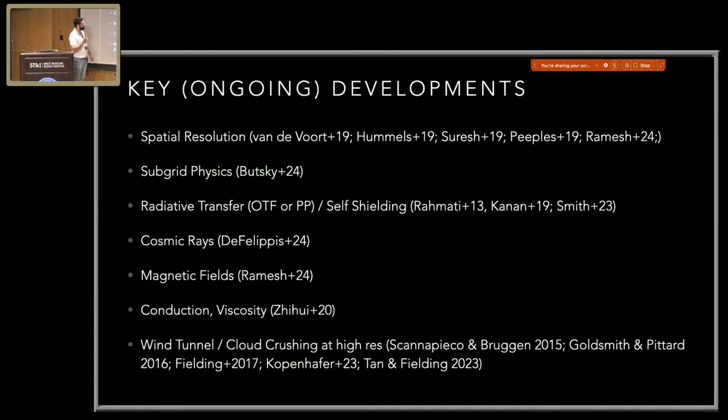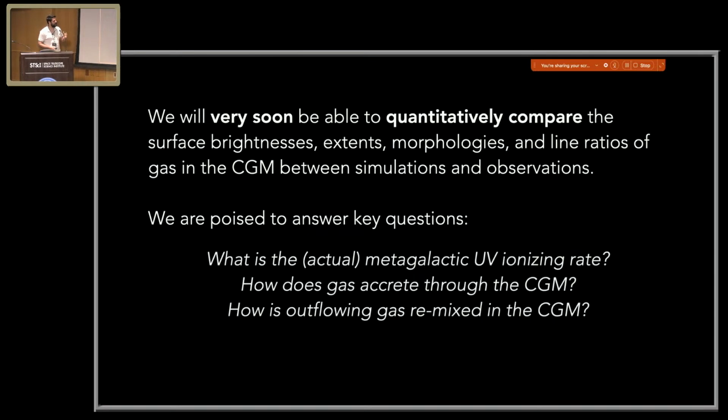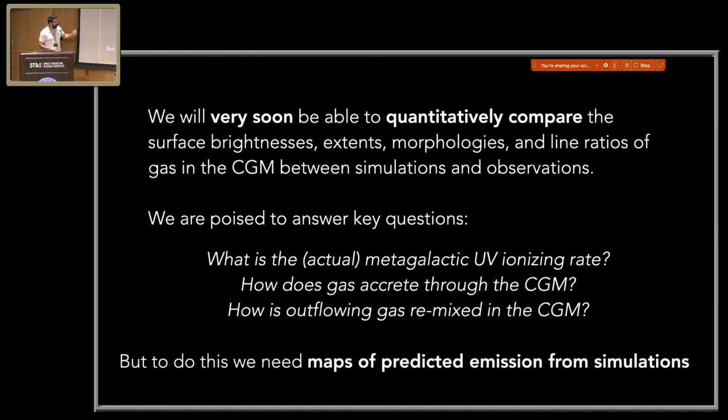I'll skip through a lot because Freka covered a lot of this, but the point is that there's been a lot of really interesting work on how we actually simulate the CGM. Some or all of these effects may be important, and the takeaway point I want to make is that we're now poised to answer these key questions about the circumgalactic medium, but we need predicted emission from simulations now. This is the time to do this.